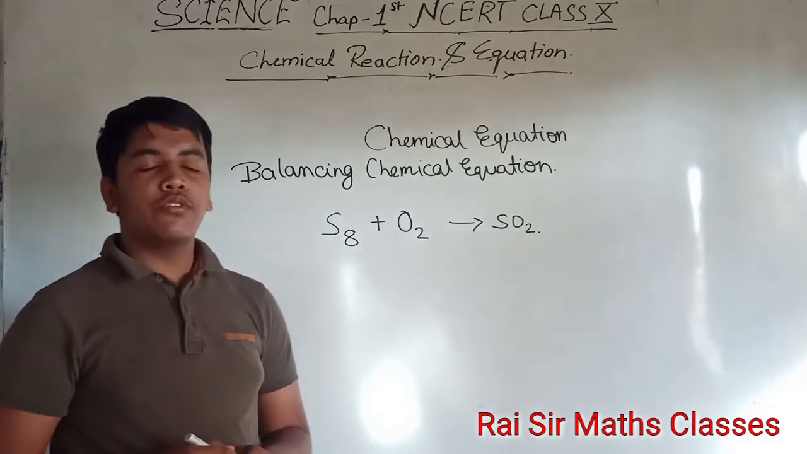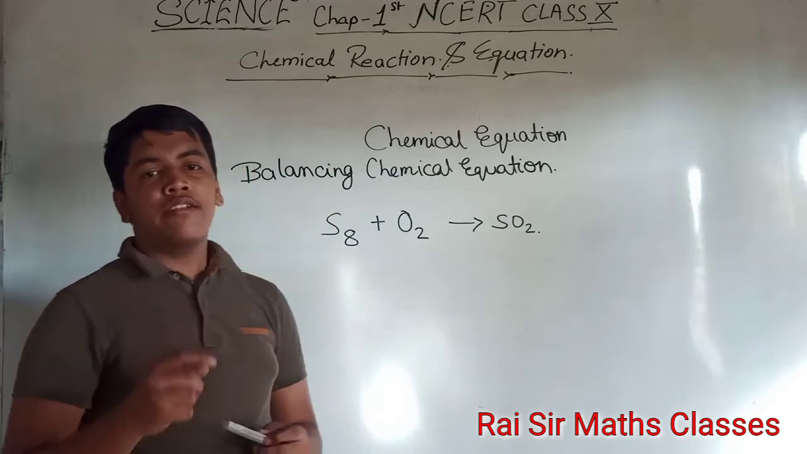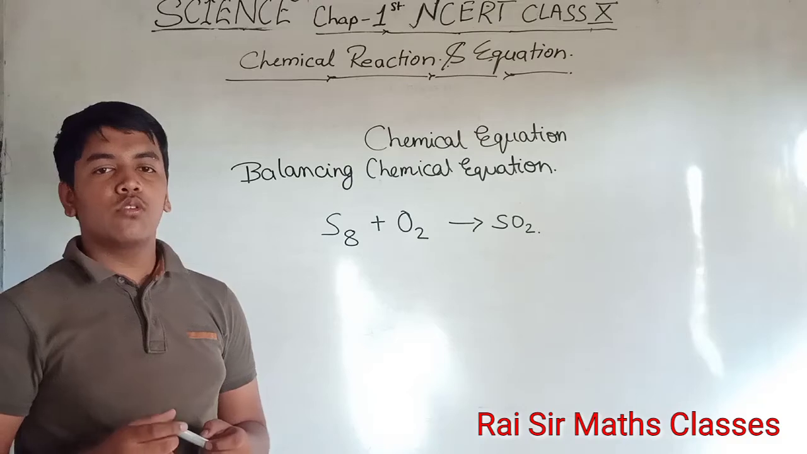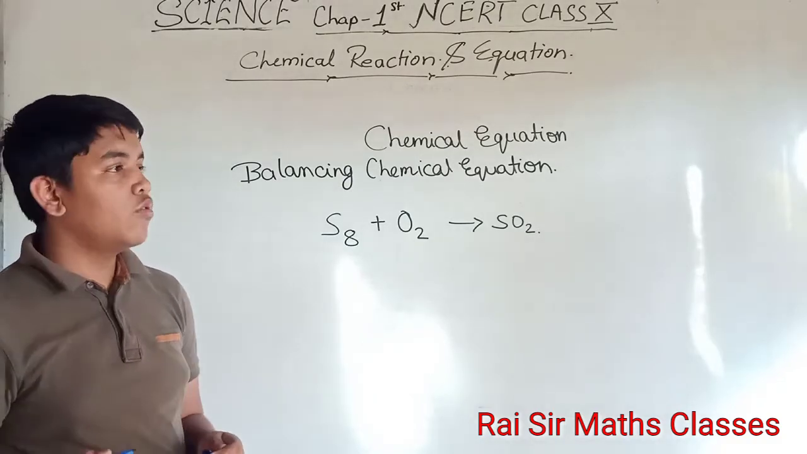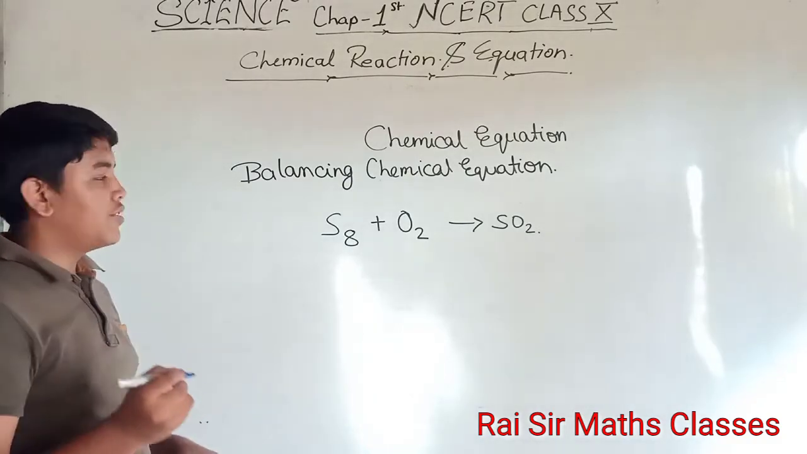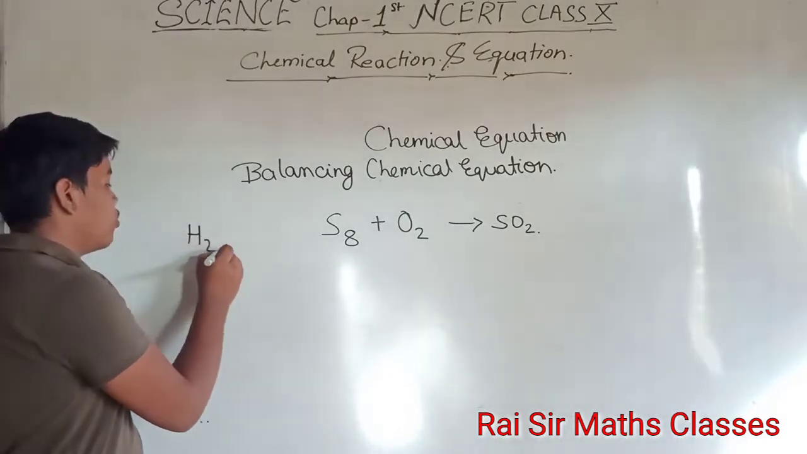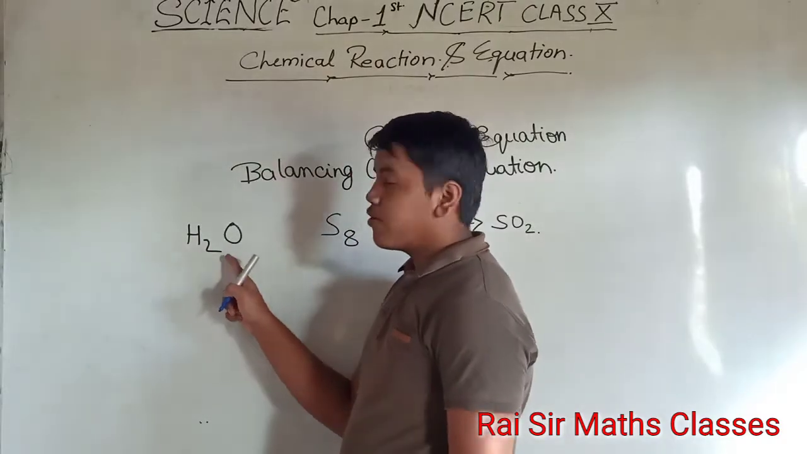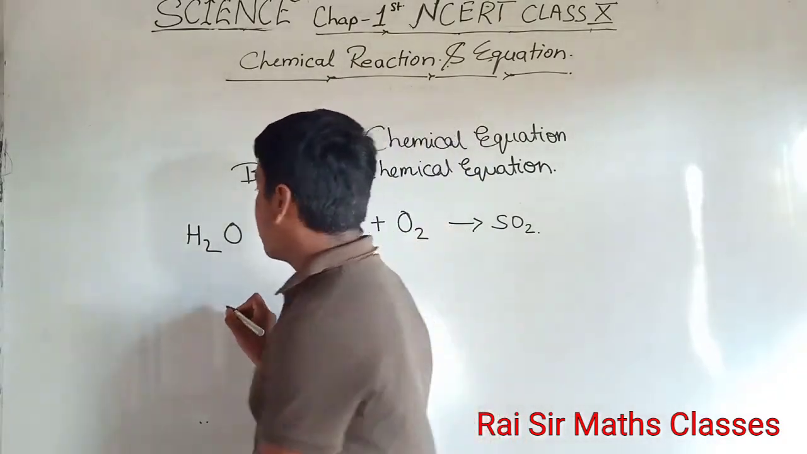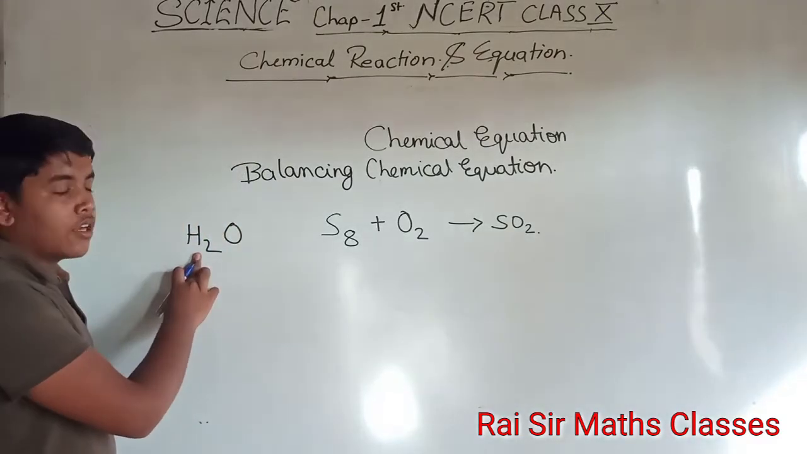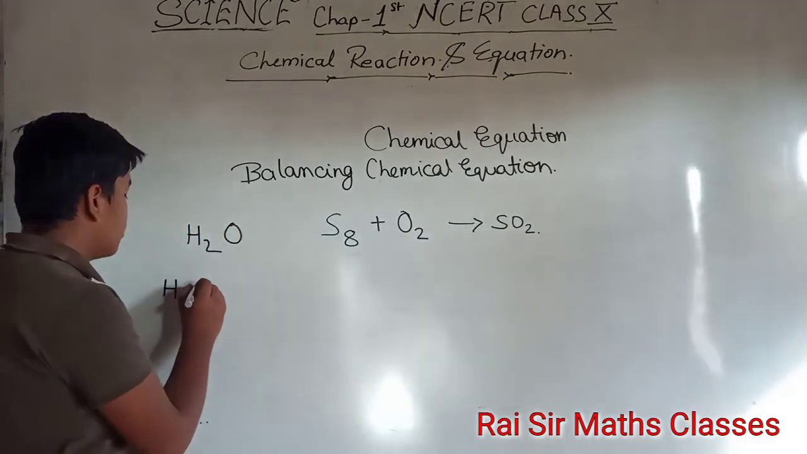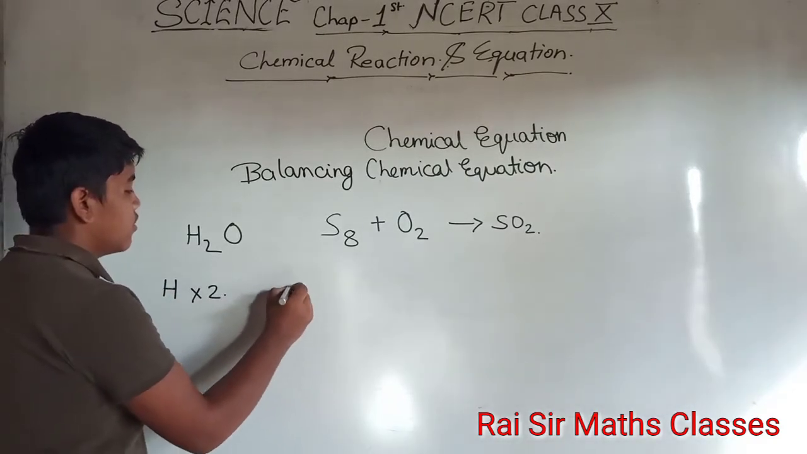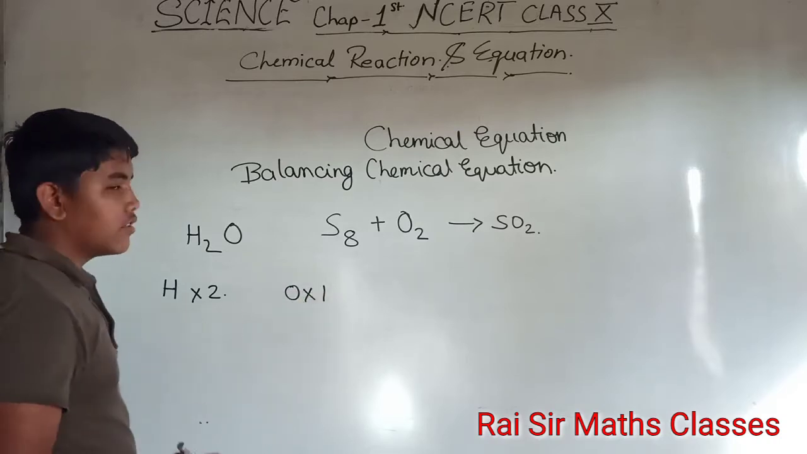In this, we know that oxygen is a very important part of our daily life, and water is also a very important part. So how do we write water in chemical equations? H2O. In H2O, there are two elements, hydrogen and oxygen. So how many atoms does hydrogen contain? Hydrogen contains two atoms and oxygen contains one atom.